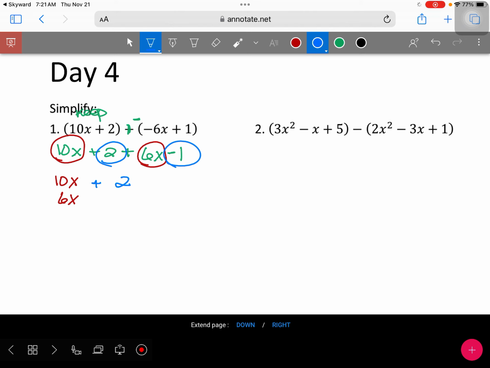And we have plus 2 and minus 1. We are adding these together. Do I do anything with the variables? No, you keep the variables as they are. So this is the x family. 10 and 6 make 16. And 2 plus a negative 1 is going to be plus 1. How many had 16x plus 1? All right. Very good. Any questions about that?